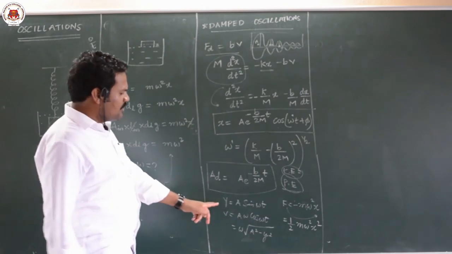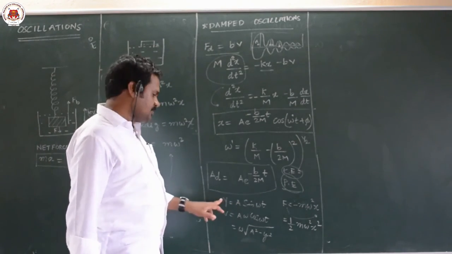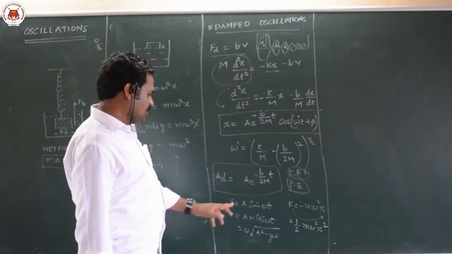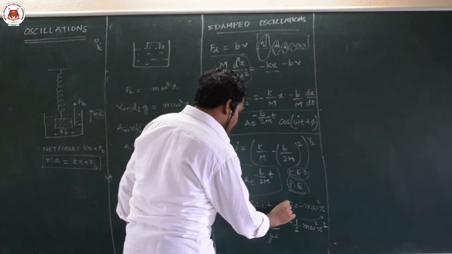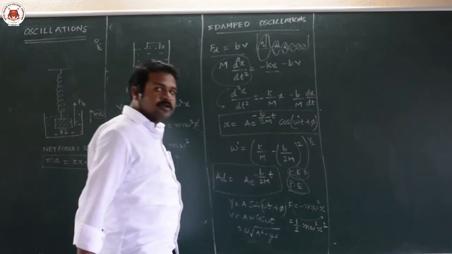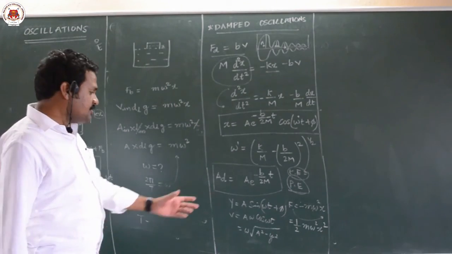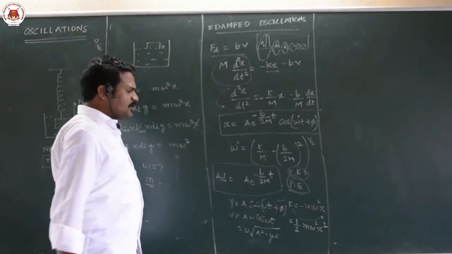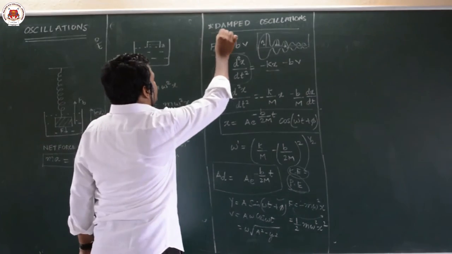Sometimes they will ask what is the time taken for the amplitude to become half, meaning y is a by 2 sin omega t, you can take. If it is starting from the mean position, we will take a sin omega t. If it is not starting from the mean position, we will add phi, where phi is called the initial displacement. So based on that, you can start doing the problems, and mostly you concentrate on damped oscillations.